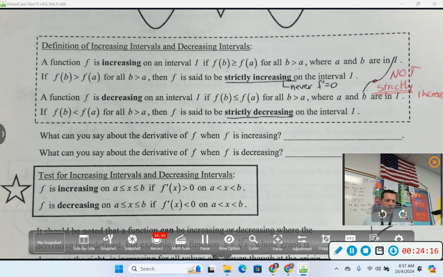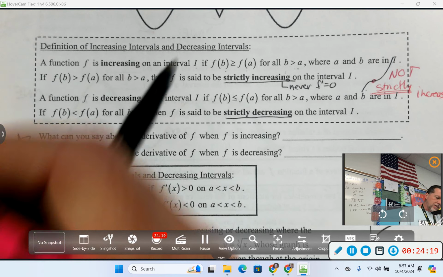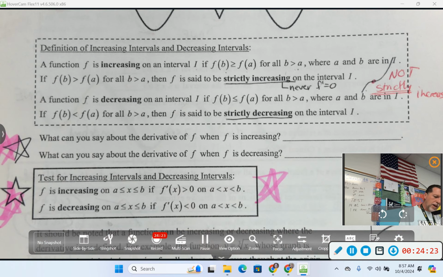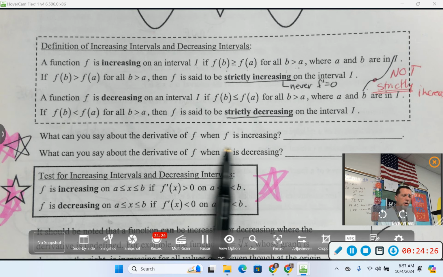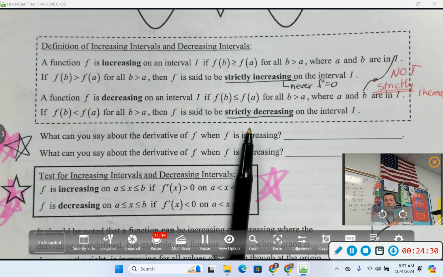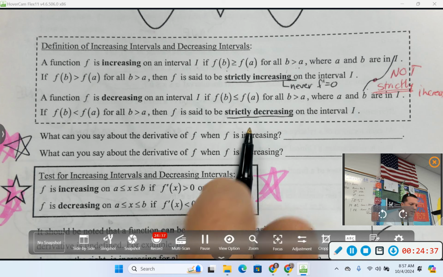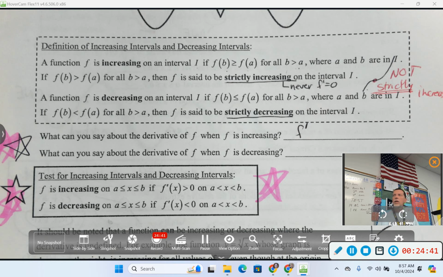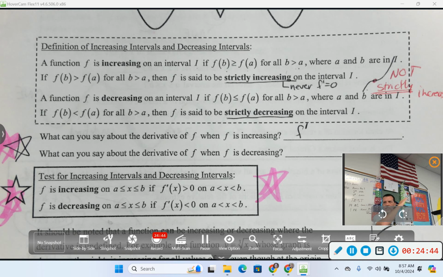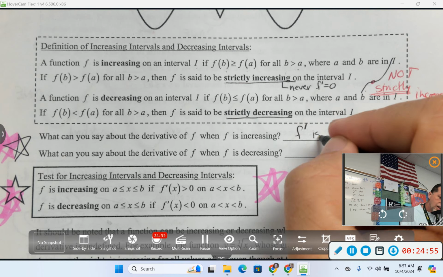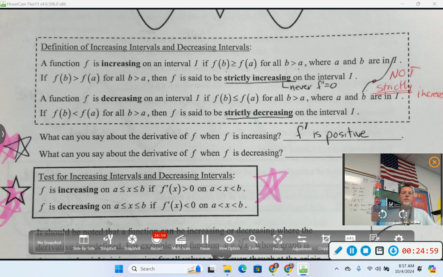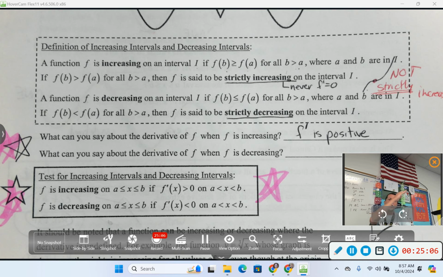That stuff rarely matters. What matters a lot is these next couple of boxes, triple highlighted, starred, whatever. What would you say about the derivative when f is increasing? So left to right, we're increasing. If the function is increasing, what would you say about the derivative? F prime. What does f prime tell you about the graph? Slope. What would you say about the slope of a graph that's increasing? It's positive. If F prime is positive, the graph of F is increasing. That makes sense, because F prime is the slope, and if the slope is positive, we're going up.